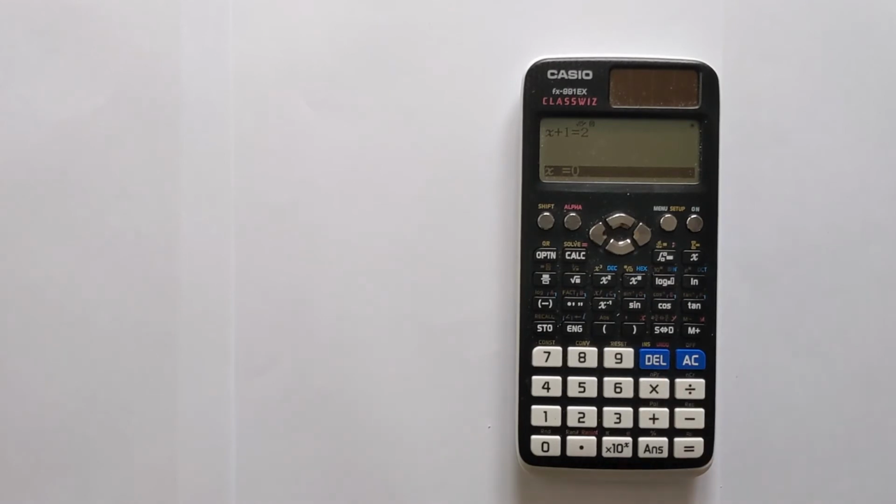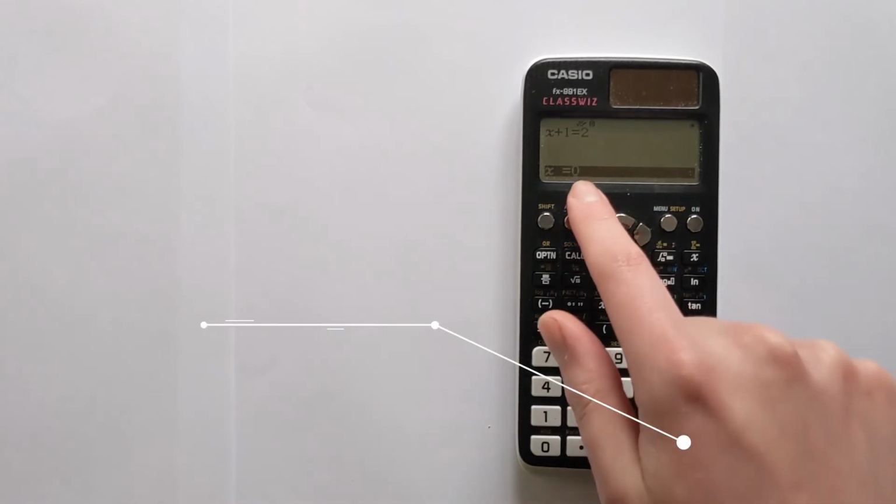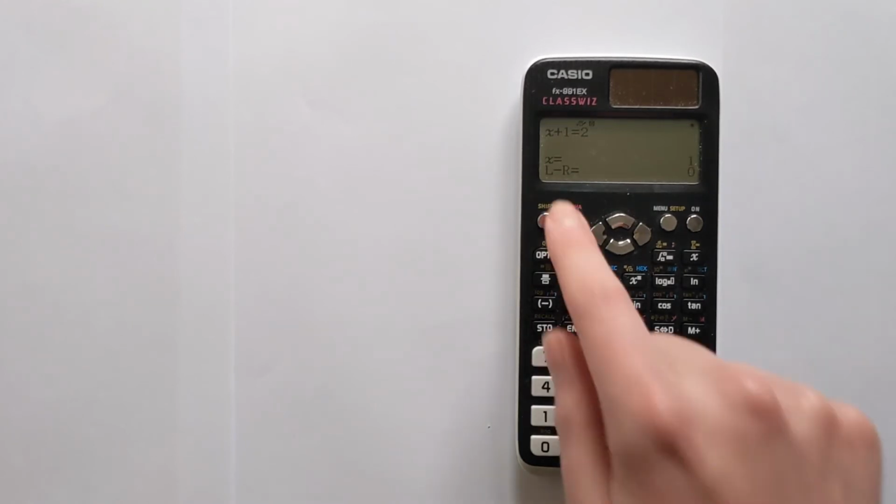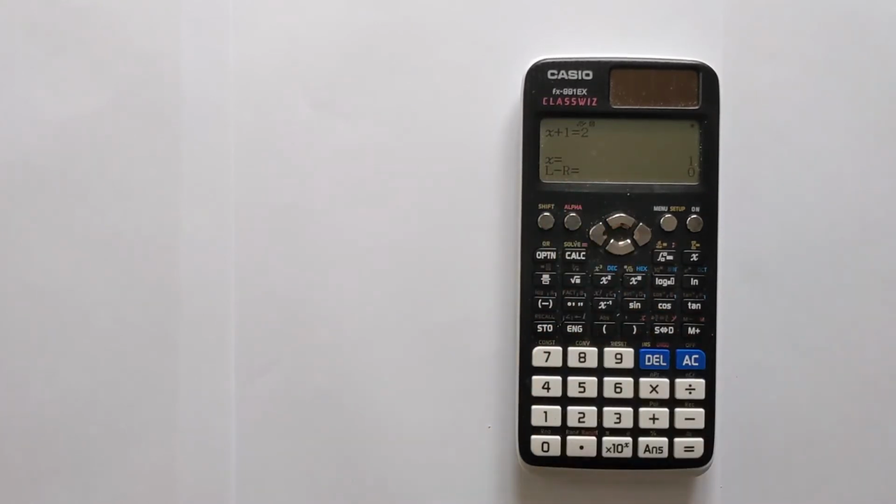What you need to do now is press equals. So always ignore that first value. Press equals, and then it gives you the correct answer. So it gives you the x equals 1, which makes sense. 1 plus 1 is, of course, 2. And then it gives you this L minus R. L stands for the left-hand side, and R stands for the right-hand side.